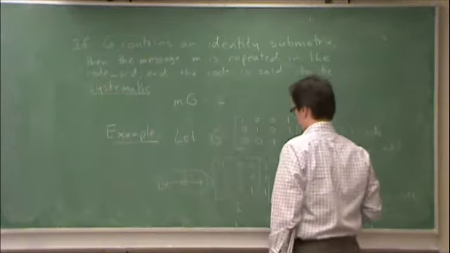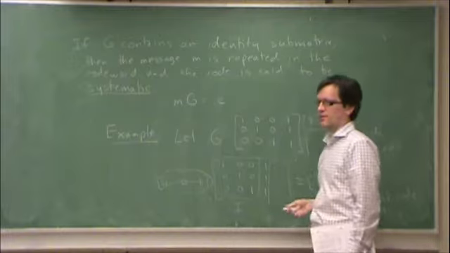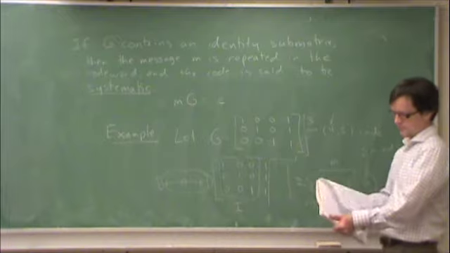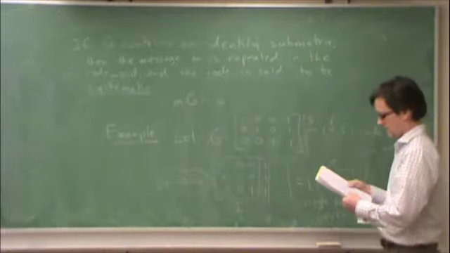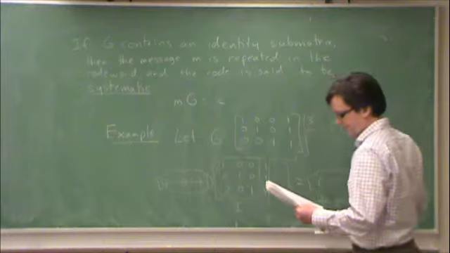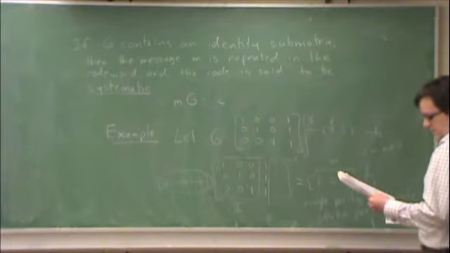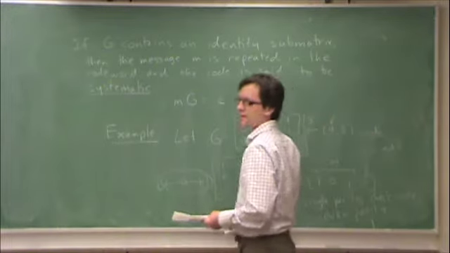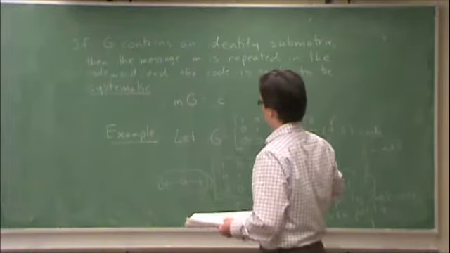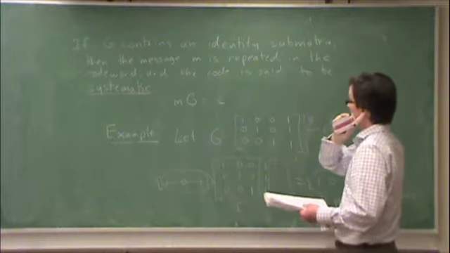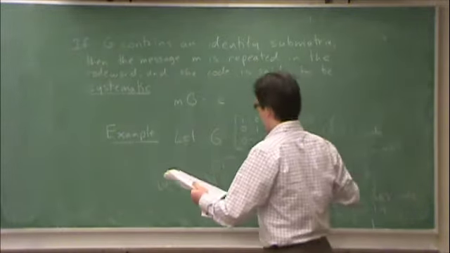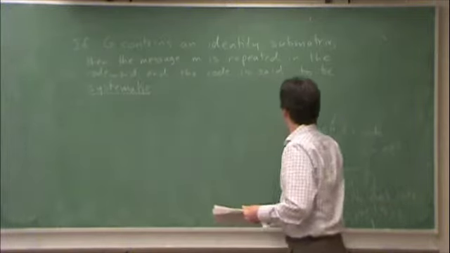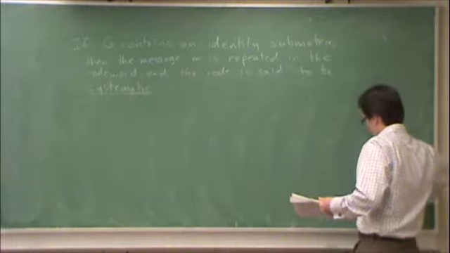That this is an example of a systematic code because it contains an identity submatrix. Okay, so from now on we'll only deal with systematic linear block codes because they are easier to specify the parity check matrix, which I'll address in a second. But first I want to point out the following.